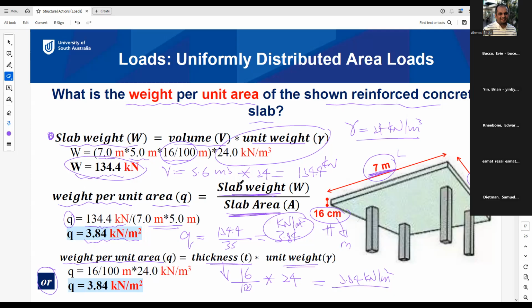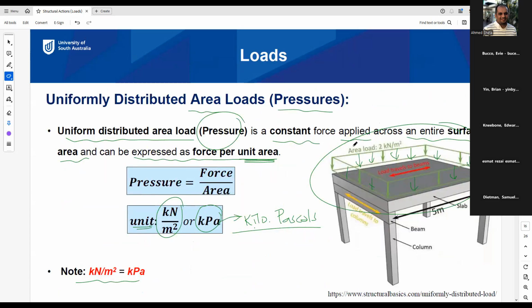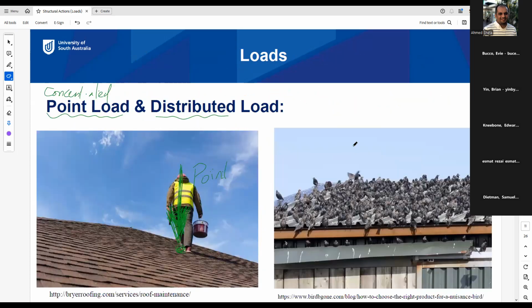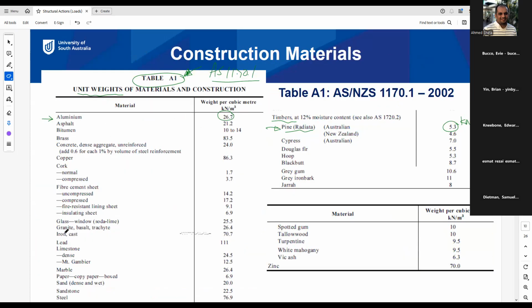Yes, all the unit weights are given, but not given directly. If you go back a little bit, can you see the table now? Table A1. So using the material, because in the project you will assume the material, like for example roof sheeting, you need to find the weight of this roof sheeting. So for example here, this is the concrete. So what is the value of the concrete unit weight per cubic meter? 24.